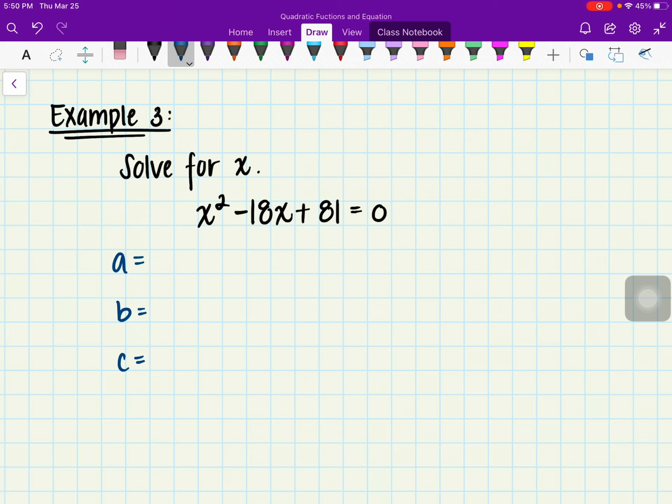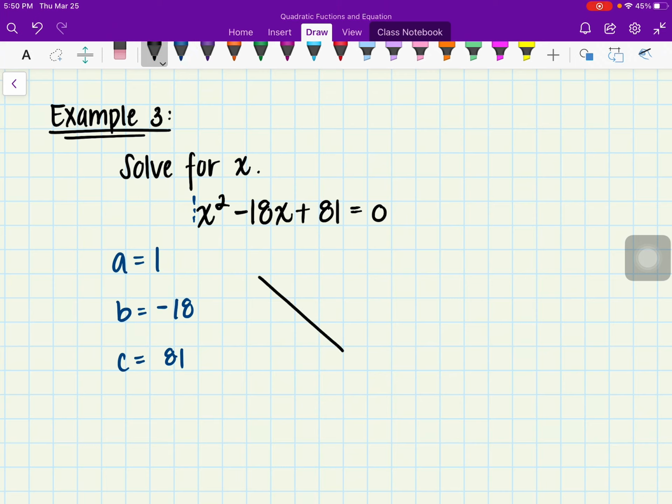A in this case, guys, represents our leading coefficient. If we take a look at this here, the leading coefficient is the number that's in front of the term that's squared. So in this case, that would be a 1. Our b value in this case is negative 18, and our c is a constant, which is 81.